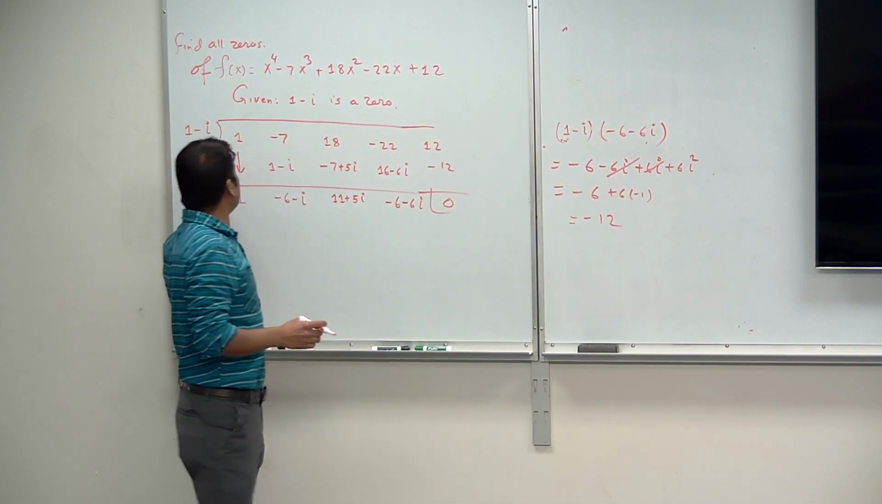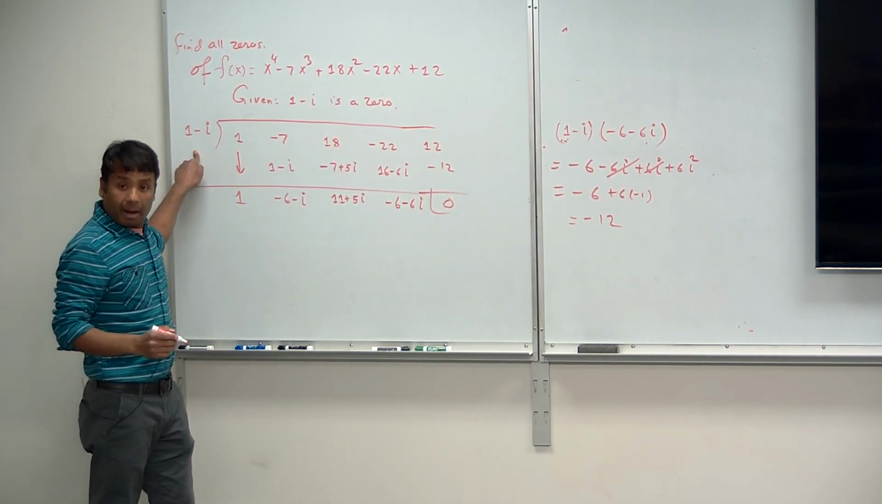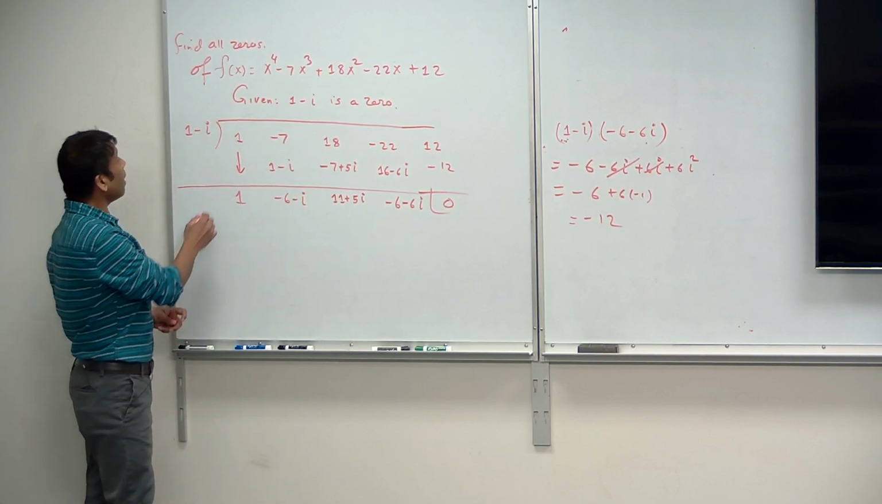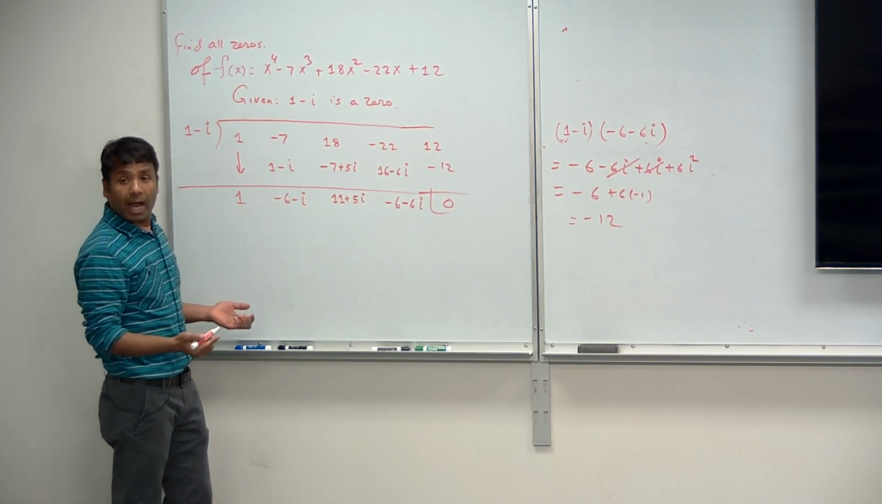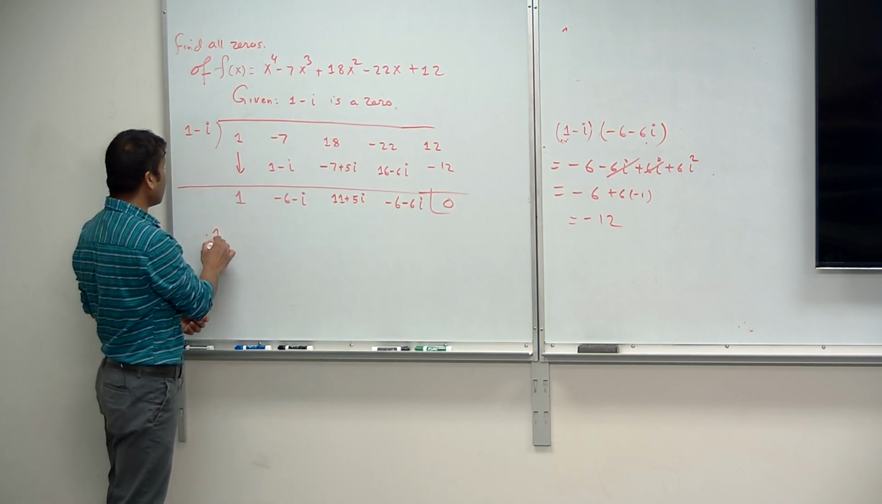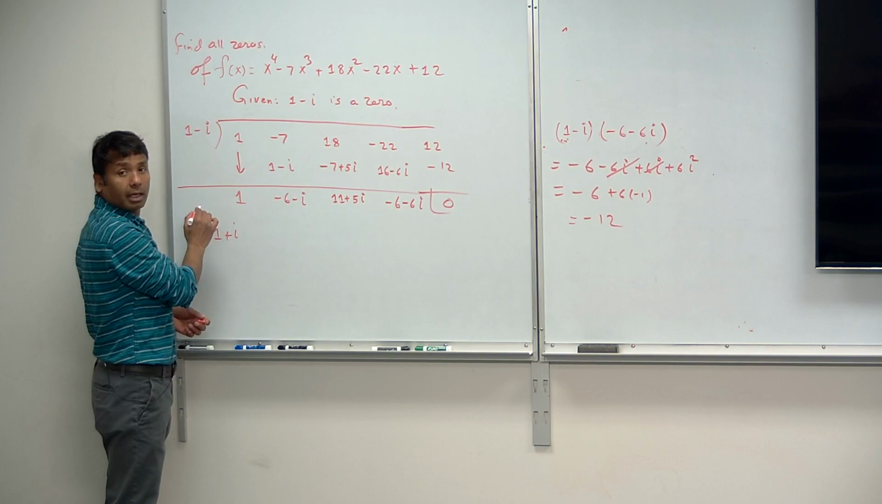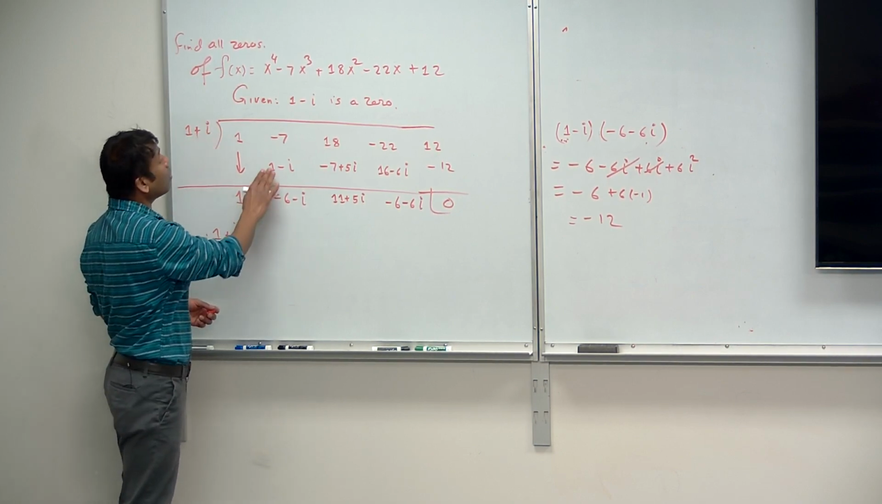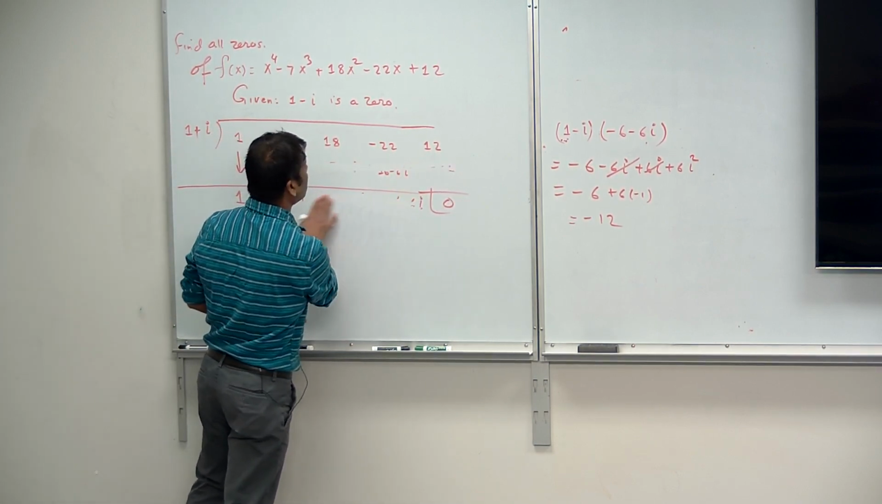And now, so this is one zero. Are you with me? And then you see 1 minus i is a zero. Right? So what is that other zero? Its conjugate, 1 plus i, right? 1 plus i. You see that? Now you use the 1 plus i, use the same method, and you will get a zero here.